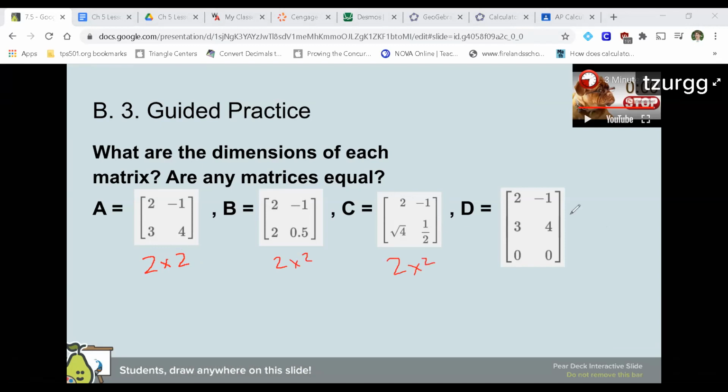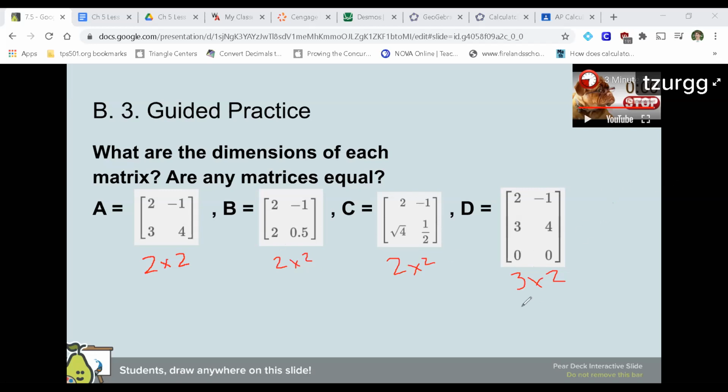But look at D here. D has 3 rows and 2 columns. So it's a 3 by 2. Remember, rows go left to right, like in an auditorium. Rows of seating go left to right. Columns go up and down. They connect your floor to your ceiling.